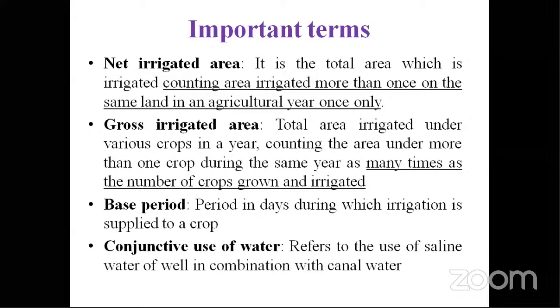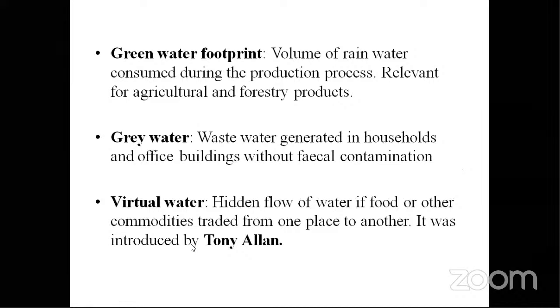Next one is conjunctive use of water. It refers to the use of saline water in combination with canal water. That means using different sources of water to irrigate the field is called conjunctive use of water.